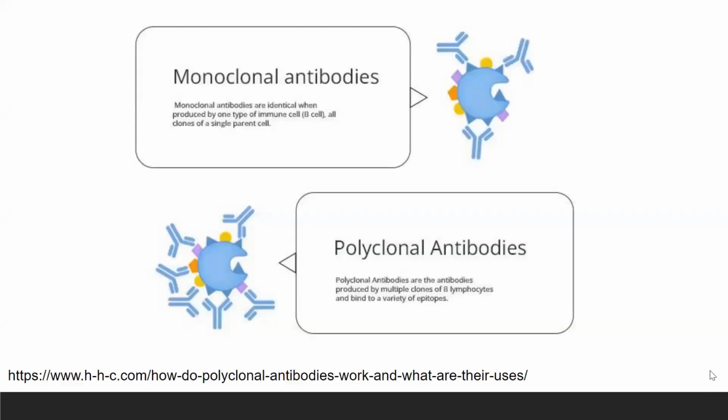So let's understand a few basics about this question first. We can start with the difference between monoclonal antibodies and polyclonal antibodies. Polyclonal antibodies are antibodies produced by many clones of B lymphocytes to bind to a variety of epitopes, while monoclonal antibodies are identical when produced by one type of B cell and all are clones of a single parent cell.